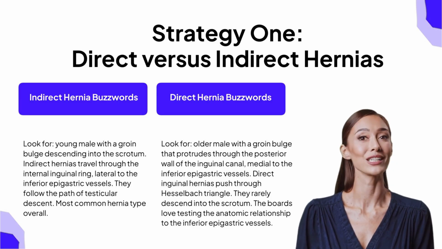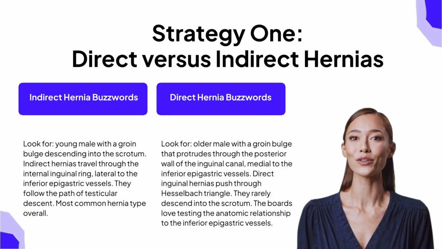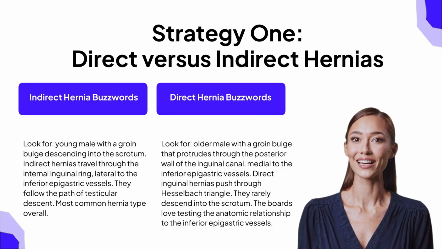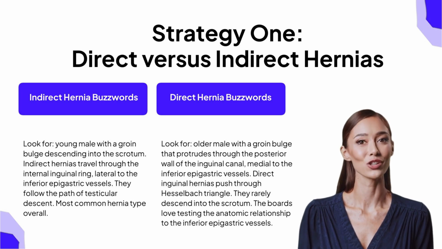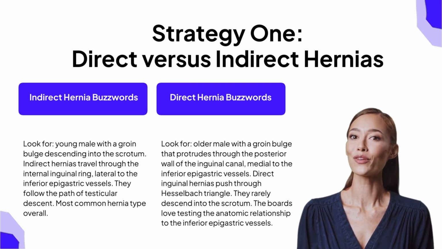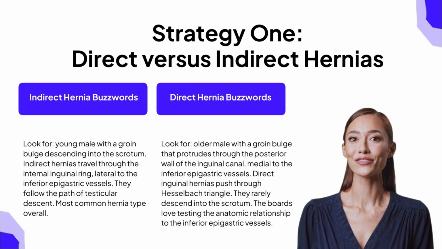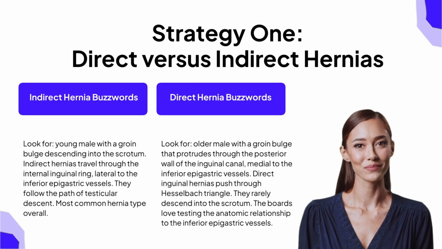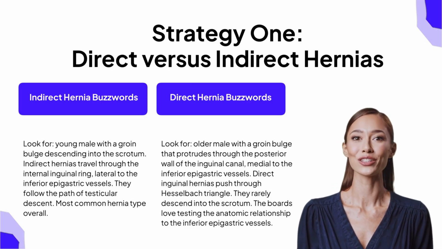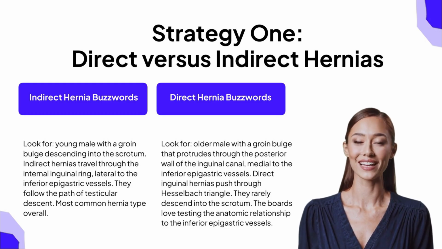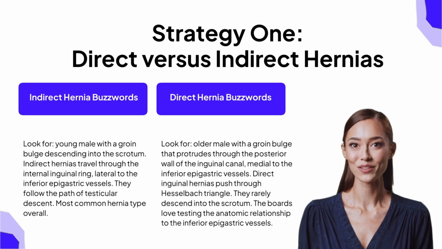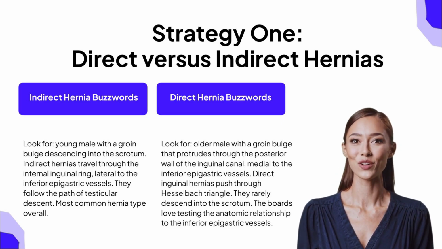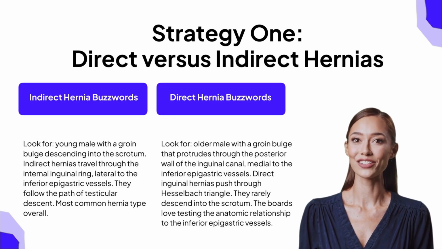For direct inguinal hernias, look for an older male with a bulge that protrudes through the posterior wall of the inguinal canal, medial to the inferior epigastric vessels. The key anatomic landmark is Hesselbach triangle, which is bordered by the inguinal ligament, the inferior epigastric vessels, and the lateral border of the rectus abdominis. Direct hernias rarely descend into the scrotum. The boards absolutely love testing the anatomic relationship to the inferior epigastric vessels, so make sure you have that detail locked in. When you see a question stem describing a hernia and its relationship to those vessels, that is your clue.